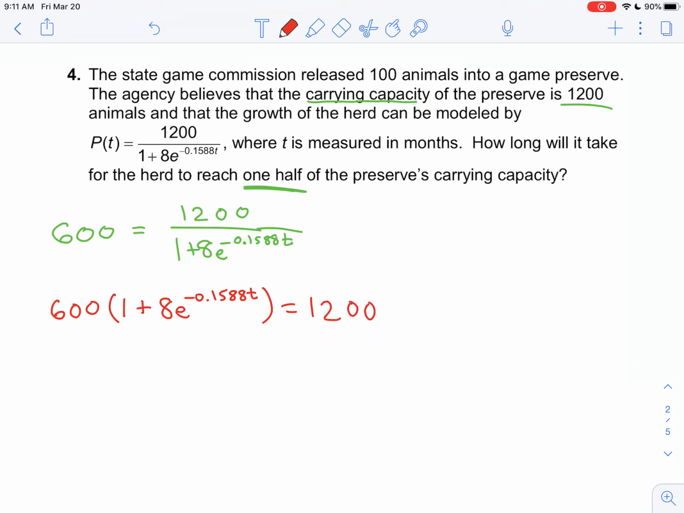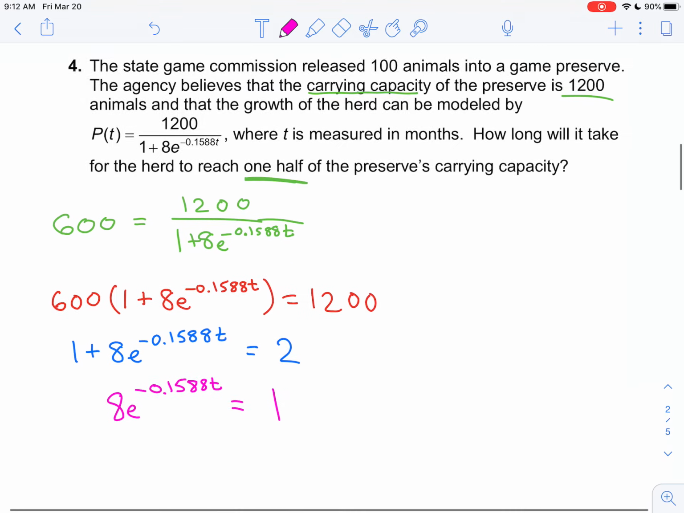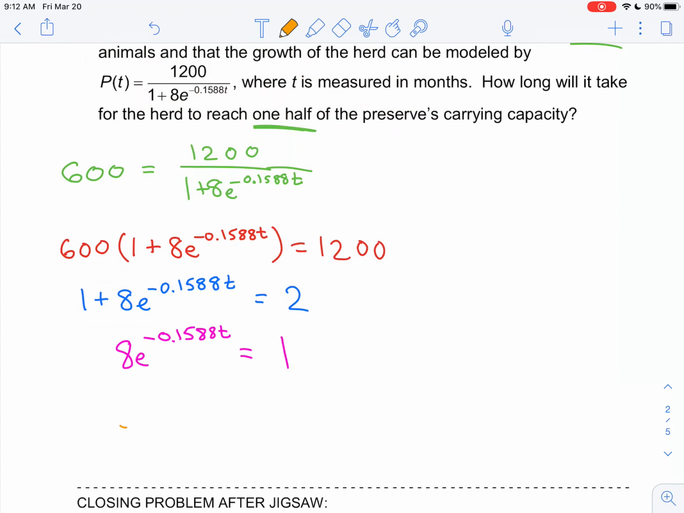Maybe you're thinking about distributing, but it's going to be a lot more efficient if you just divide both sides by that 600. Now, if you're anything like me, you get a little bit annoyed having to rewrite this decimal 84 times on this problem, but well, you've seen worse. You can handle it. And so now it doesn't look too bad. We can just subtract 1 from both sides. And then you're like, well, might as well just divide both sides by 8.